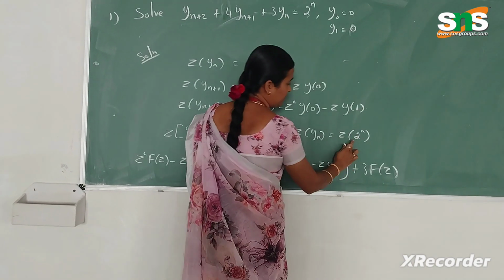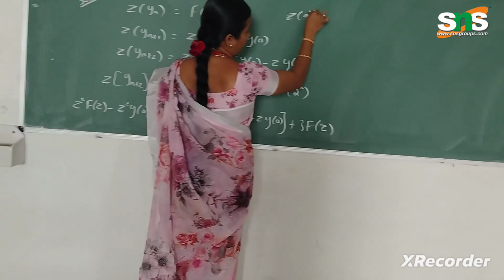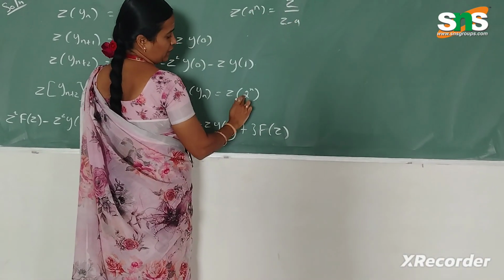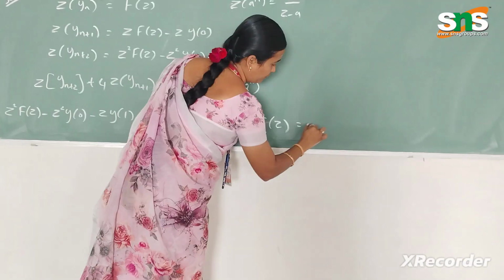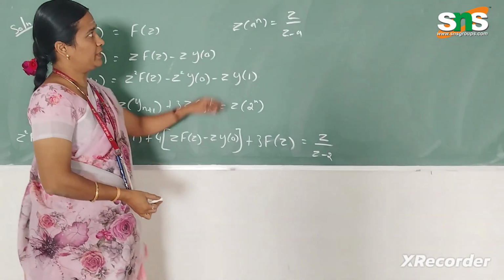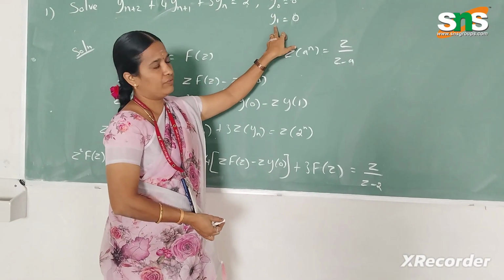Look at your right hand side. So Z of a power n. What is the formula for a power n? Z of a power n is nothing but z by z minus a. So instead of a here we are having 2. Therefore z by z minus 2. Next I am going to apply these two initial conditions. So replace y of 0 by 0 and y of 1 by 0.